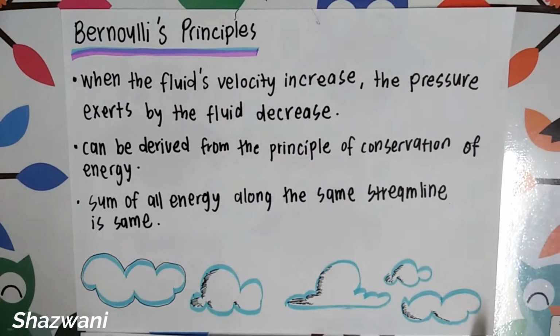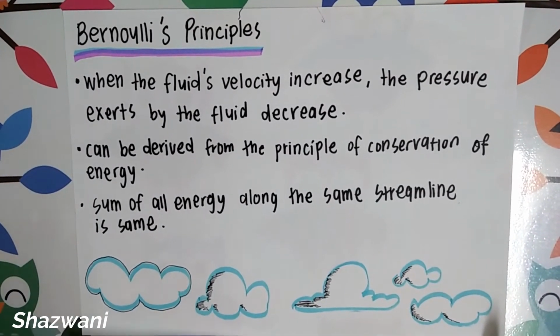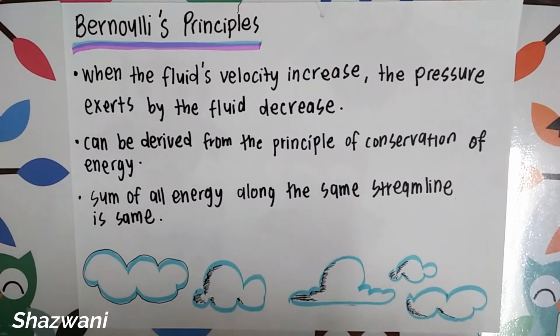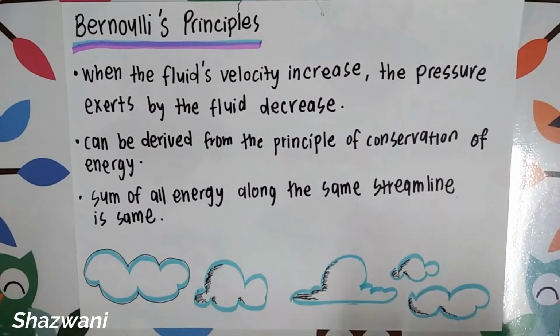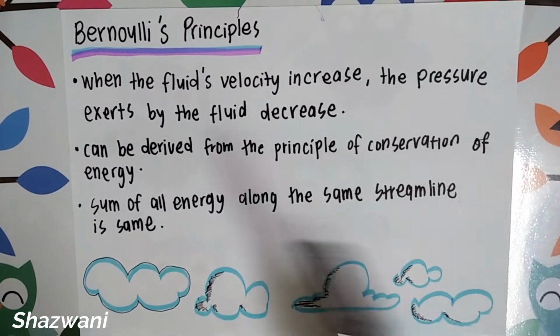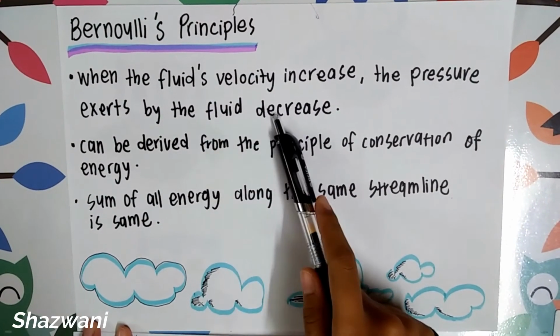So we're going to do a case study of chapter 4, which is fluid flow in pipes and conduits. We chose Bernoulli's principle in this chapter. Bernoulli's principle is defined as: when the fluid velocity increases, the pressure exerted by the fluid decreases.